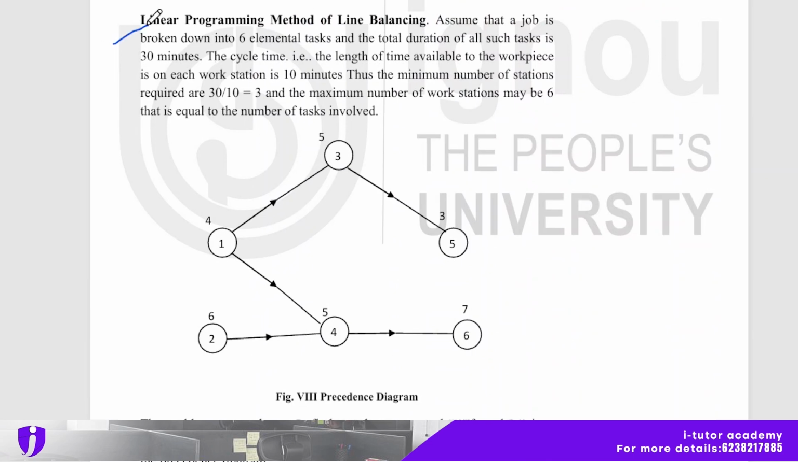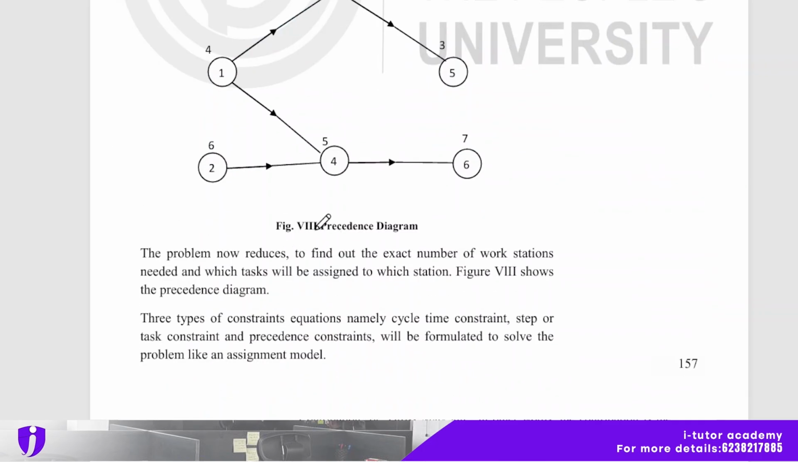Next is the linear programming method of line balancing. Assume that a job is broken down into 6 element tasks and the total duration of all such tasks is 30 minutes. The cycle time, the length of time available to the workpiece on each workstation, is 10 minutes. Thus the minimum number of stations required is 30 by 10, which is equal to 3, and the maximum number of workstations may be 6, that is equal to the number of tasks involved. So this is the precedence diagram.